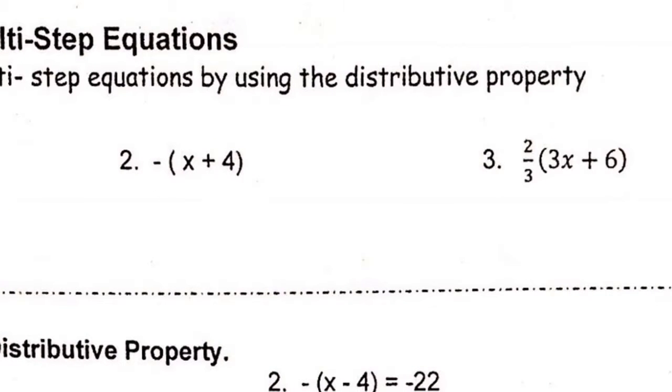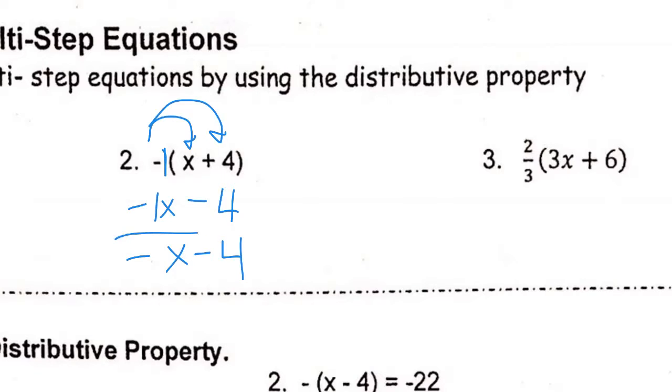we have negative times x plus 4. And remember, when we have a negative, it's really like a negative 1 on the outside. So when we go through and we distribute, we're going to have negative 1x minus 4, or that simplifies to negative x minus 4. You do not have to write or show that negative 1.